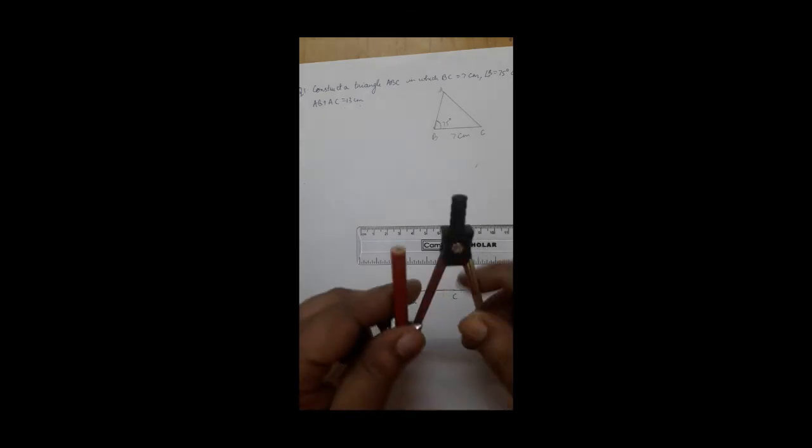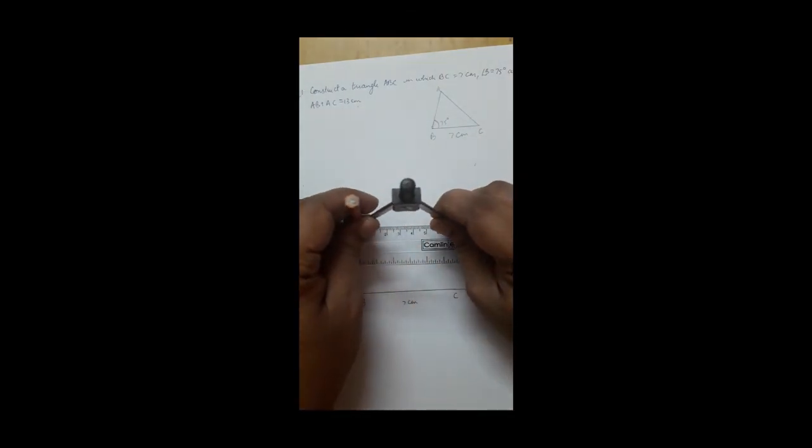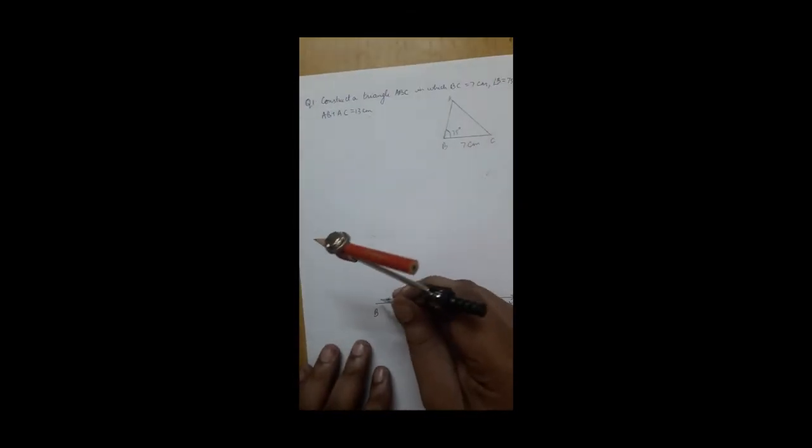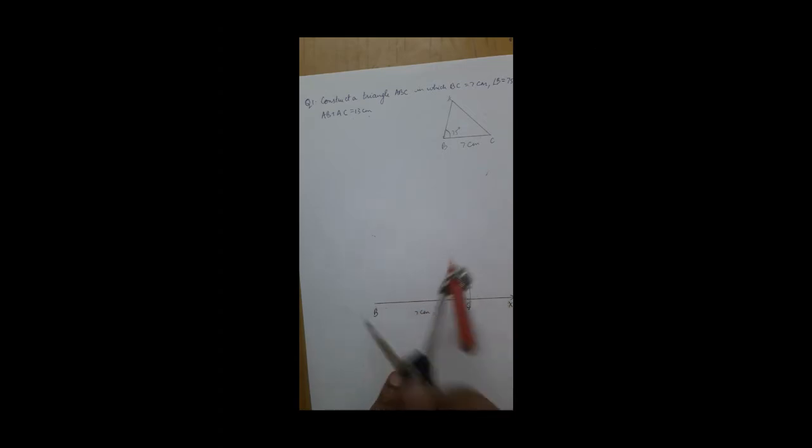So you take a scale, and with the help of a compass you measure 7 centimeters. I will keep this compass at B and cut off over here. Where the arc cuts, that will be 7 centimeters. So we'll mark that point as C. That is our 7 centimeters. You can check with your scale here. So it is 7 centimeters.